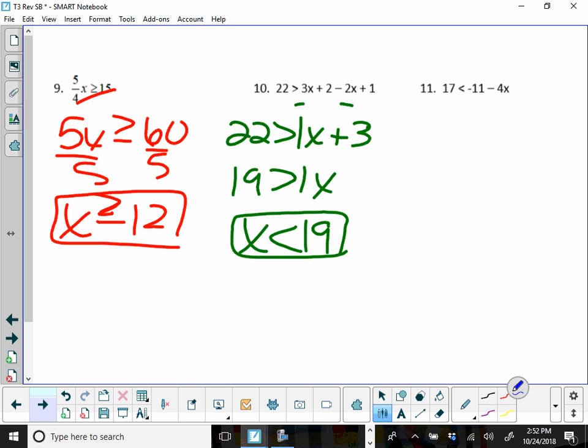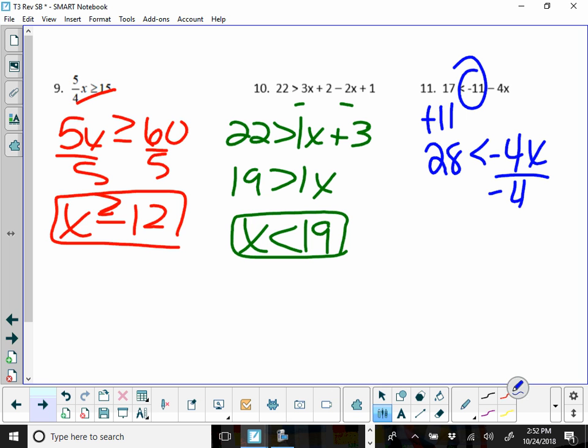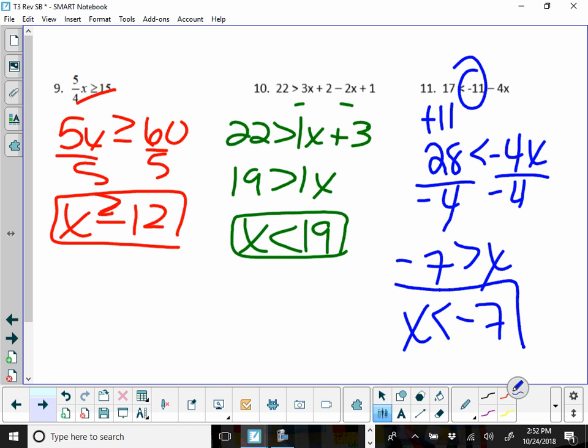All right, and then move your 11 here. All right, so warning, warning, we're dividing by a negative, so we are going to flip our sign. And then we're going to have to flip it again because we want our letter to be on the left.